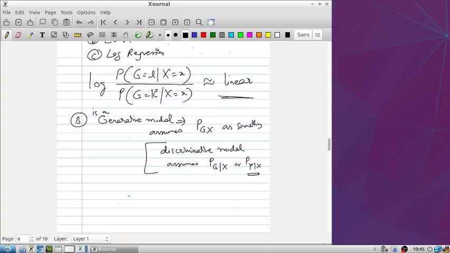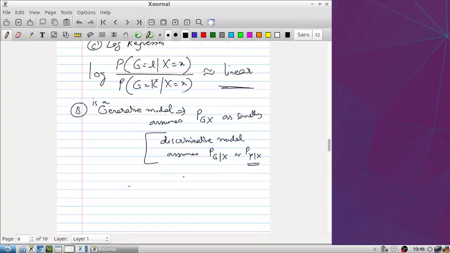We don't care about the rest. So what's the difference between this and this? The difference is that this is assuming something more. It's actually assuming the distribution of x's as well. Just look at this identity: P of G, X is equal to P of G given X times P of X. A joint distribution is nothing but a conditional distribution times the marginal distribution. This identity holds; it's just a factorization of any joint distribution.